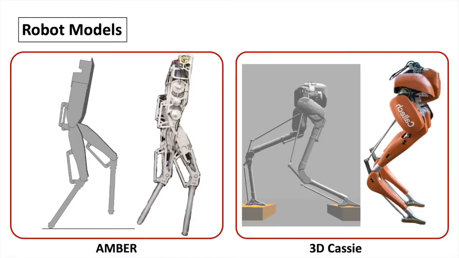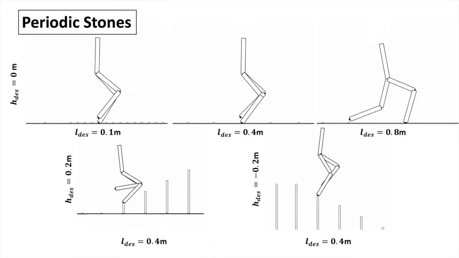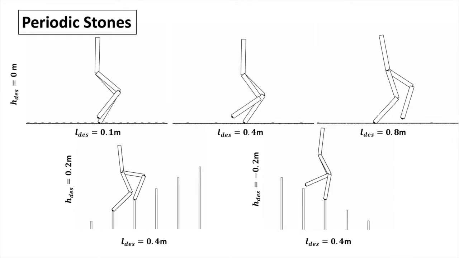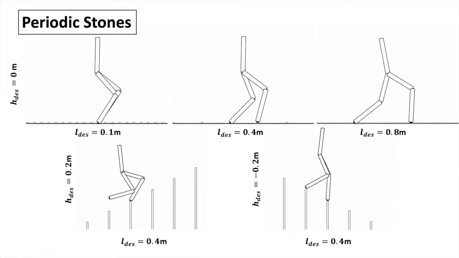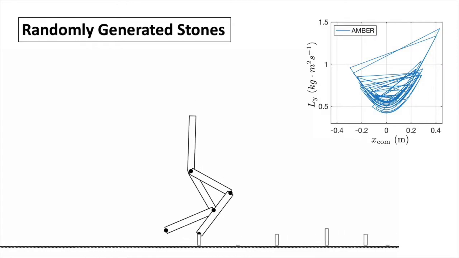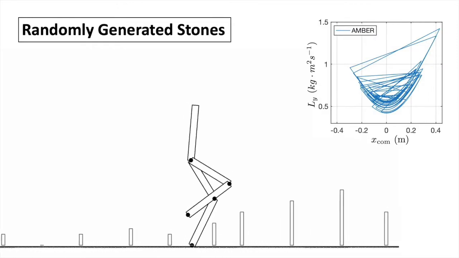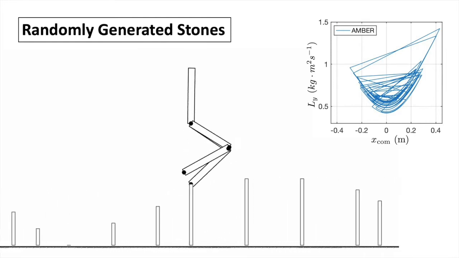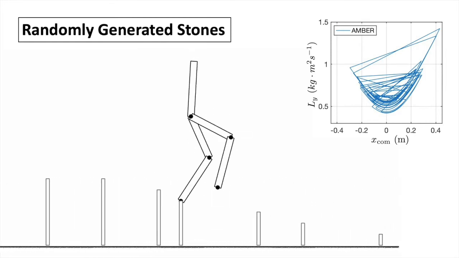The methodology is implemented in simulation with Ember and Cassie models. Here are some results with periodic stone configurations on Ember in MATLAB simulation. All of them converge to periodic walking. Then there are the random stepping stones and the resulting phase portrait. We can see the evolution of the phase curve in continuous time is very similar to that of the underactuated LIP model.